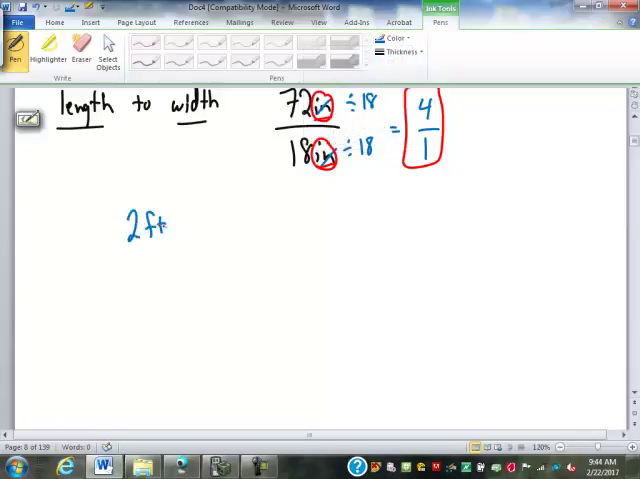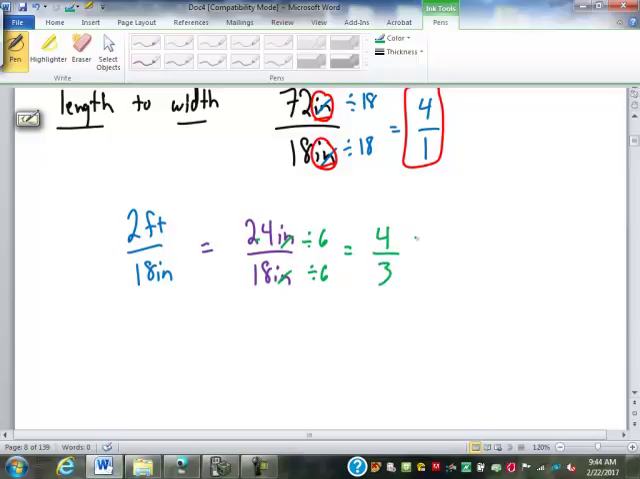So if I have like 2 feet compared to 18 inches, that's not a ratio. But I can turn it into a ratio because 2 feet can be turned into 24 inches. And now it's a ratio because I'm comparing two things with the same units. So now the inches will cancel out. Both of those can be divided by 6. 24 divided by 6 is 4. 18 divided by 6 is 3. So that's a 4:3 ratio.